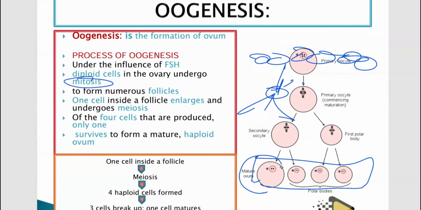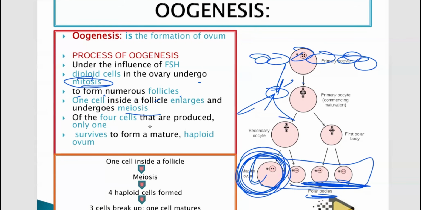Only one survives, meaning that this one is going to enlarge, and the others are going to become polar bodies. So under the influence of FSH, the diploid cell in the ovary undergoes mitosis to form numerous follicles. Only one cell will enlarge to undergo meiosis. And out of 4, only one will survive to form a haploid ovum, or only one will mature. Oogenesis and spermatogenesis, those 2 processes, you have to know them.